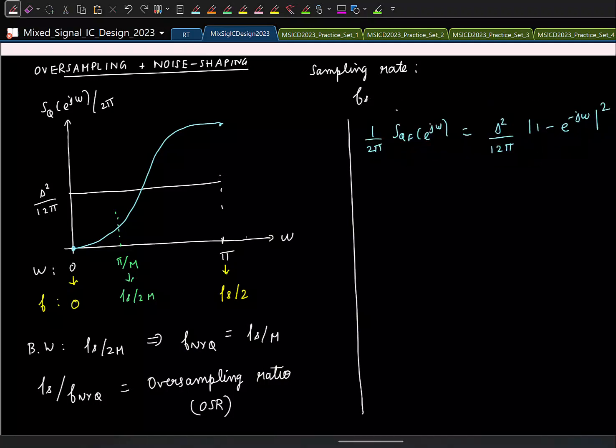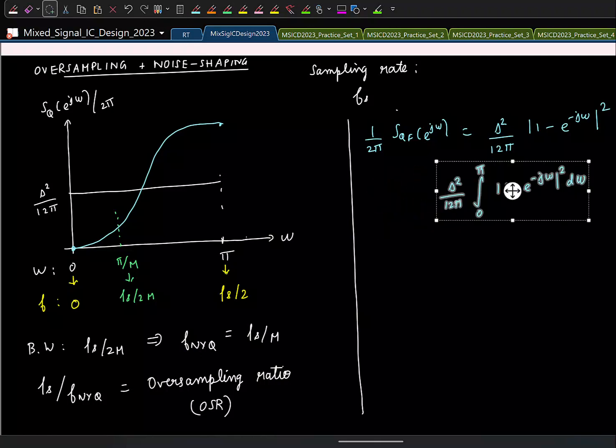Good. So I have to integrate this from 0 to pi. So I have delta square by 12 pi. It's a constant, so I'll remove it out and push it here, into the magnitude of this guy. So this is going to be the mean squared value of the filtered quantization noise. I'll just write it as QF square.